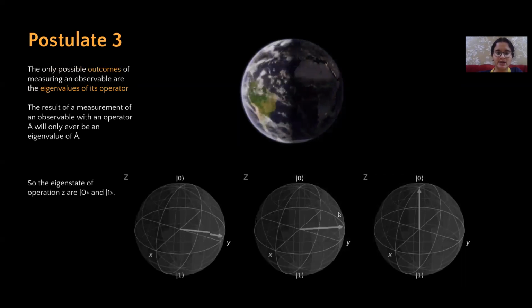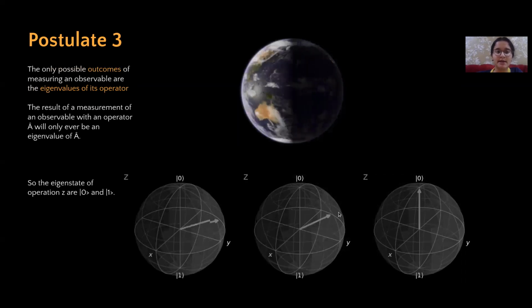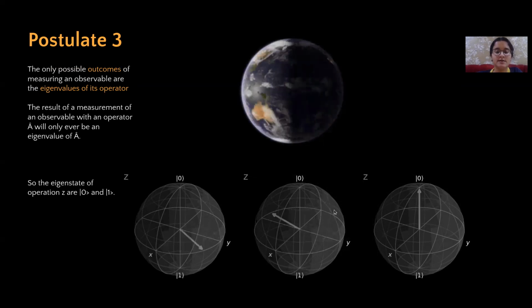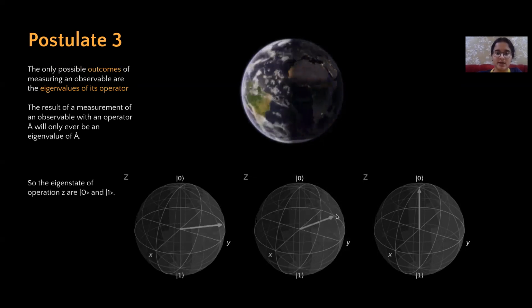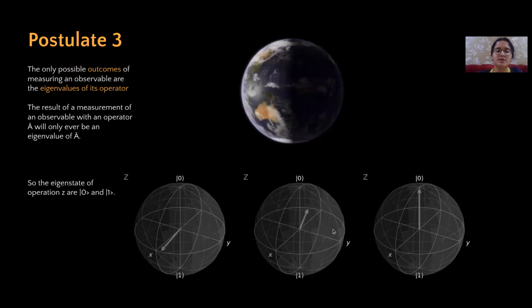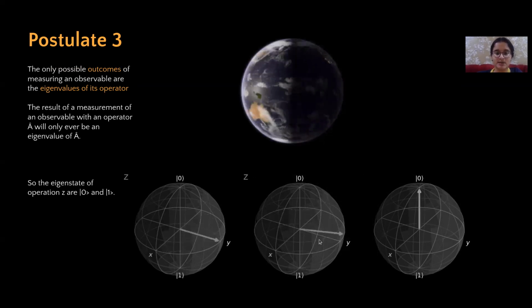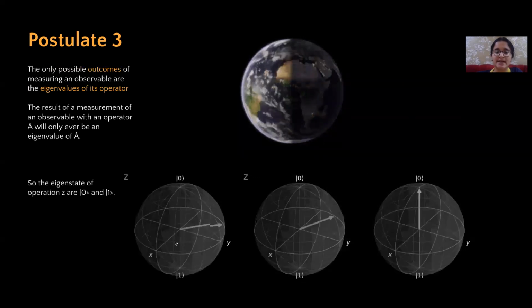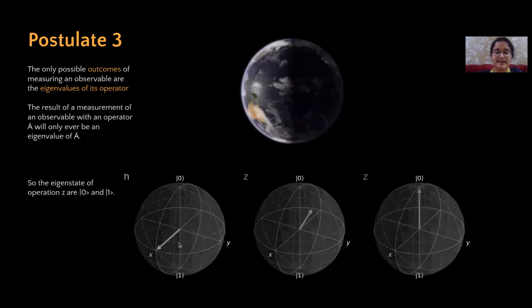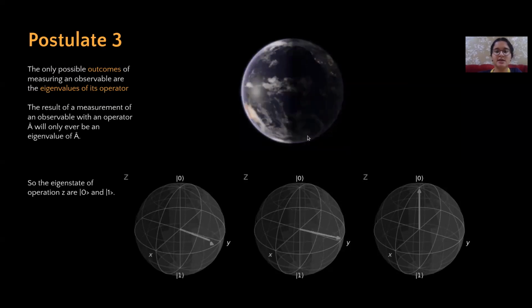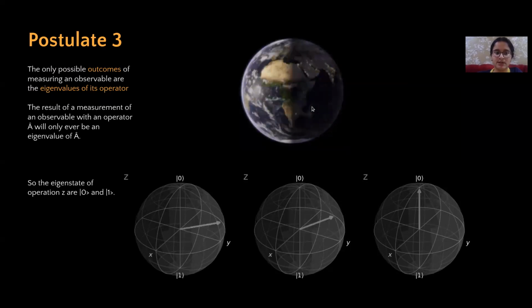Postulate 3 tells us that whenever we apply an operator, then when we measure, the result will be an eigenvector of that operator. Because we're talking about the Z gate, we'll look at what its eigenvectors are. So earlier we saw that the Z gate or Z operator is basically a 180-degree rotation about the Z axis, something like the rotating Earth on the screen.